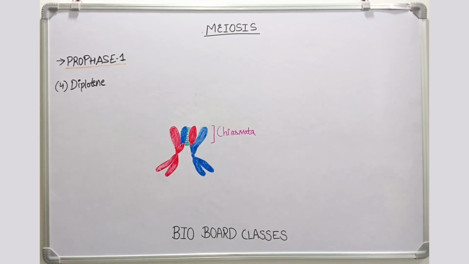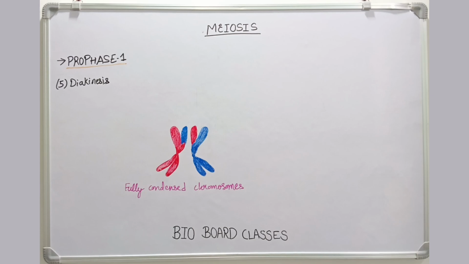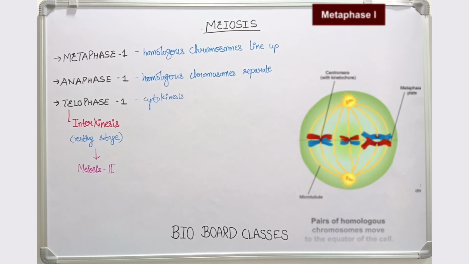Moving to the next stage, which is diakinesis. In diakinesis, chromosomes are fully condensed and they separate at chiasmata sites as well. The nuclear membrane breaks down and the spindle apparatus forms. Now let's move on to metaphase 1, another exciting step in meiosis.